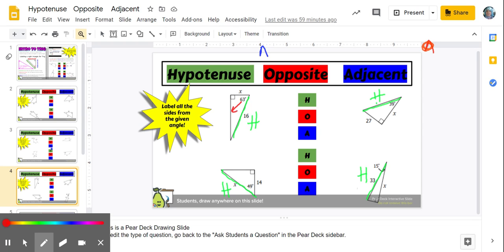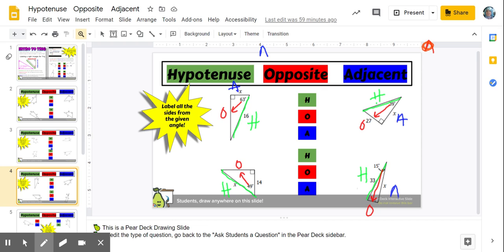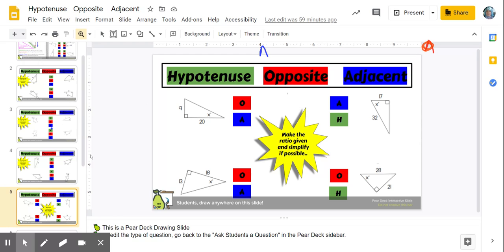Then we go to the opposite. That's the O. I don't like skinny triangles. And then the other side that we haven't marked yet, that's always the A. So label your hypotenuse, label your opposite side, and then label your A. I would like everybody to meet me on slide 5, regardless of where you personally are.